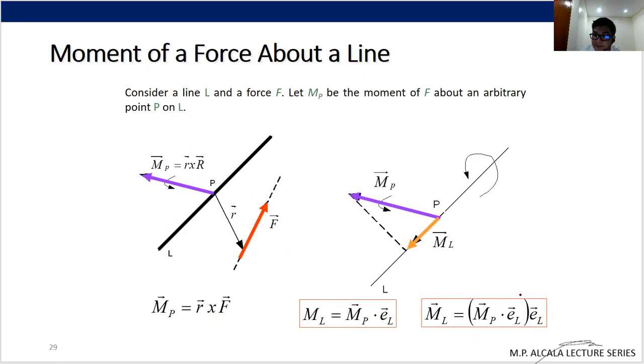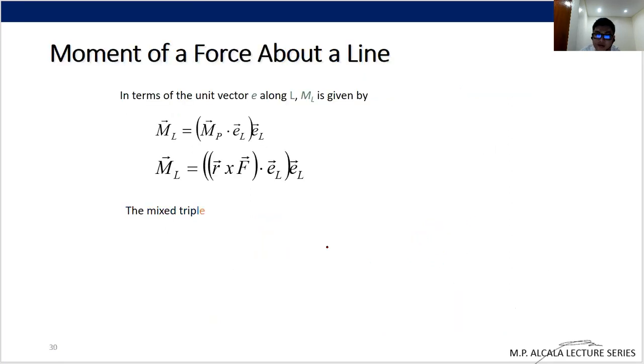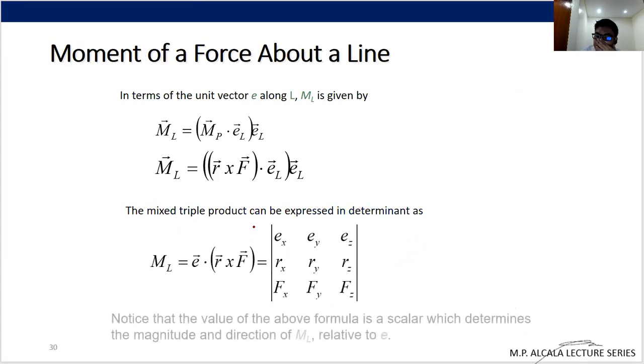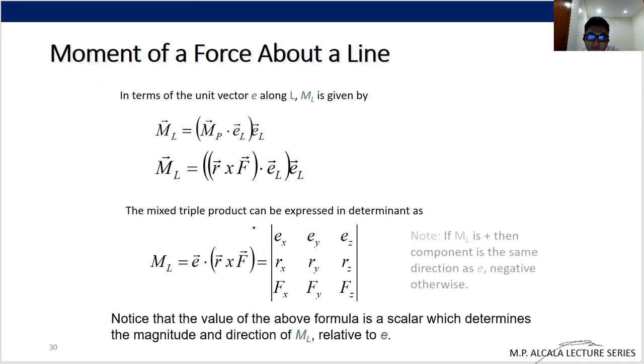that product, this is also the same as earlier, multiplied by the scalar product of the unit vector of L. So the mixed triple product can be expressed in determinant form as the following. Notice that the value of the above formula is a scalar which determines the magnitude and direction of ML relative to E.